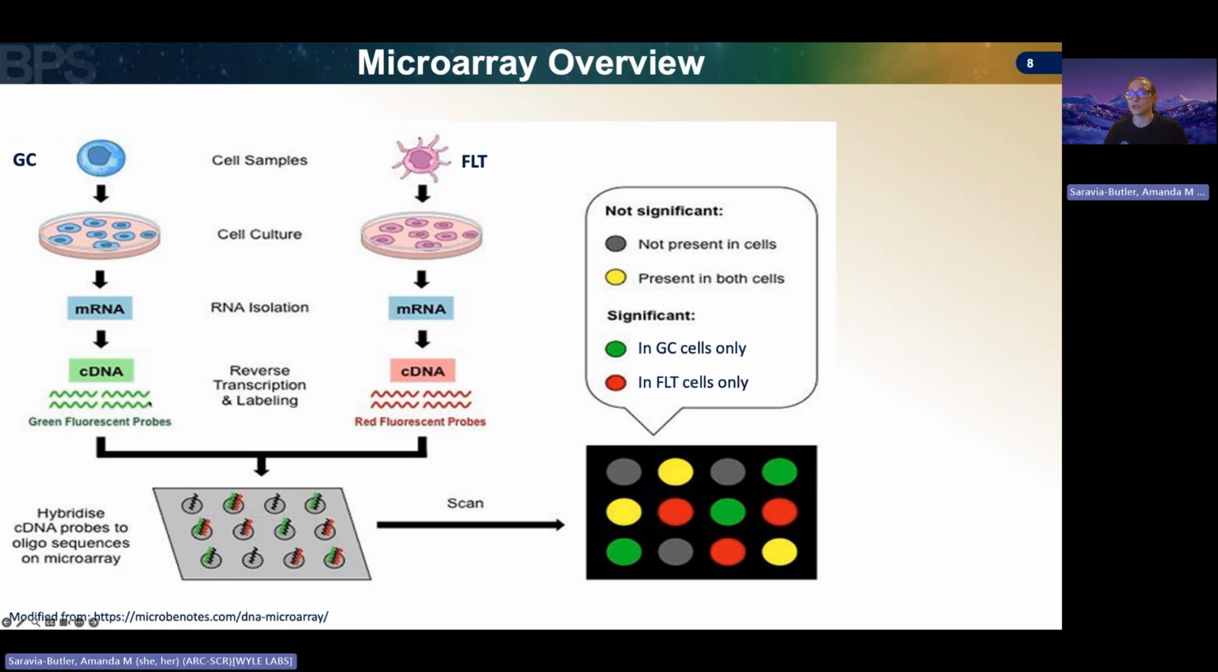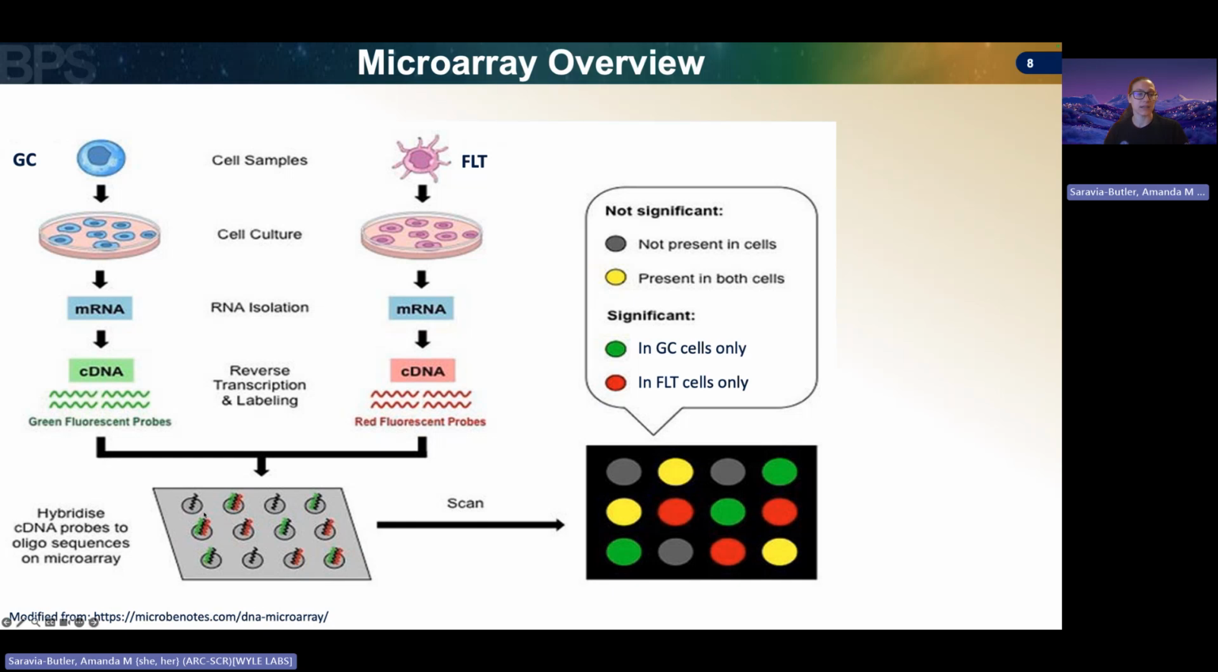And then you introduce your labeled samples onto this chip and allow the cDNA from your samples to hybridize to these probes. If the gene that is being represented by this probe is expressed in our ground control samples, then those samples will hybridize and release a green signal. If the gene is expressed in our flight samples labeled in red here, that cDNA will hybridize to the probe representing that gene, and we will get a red signal.